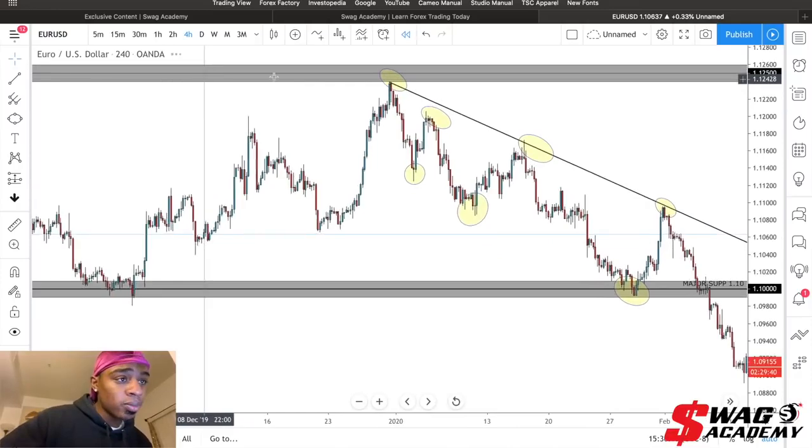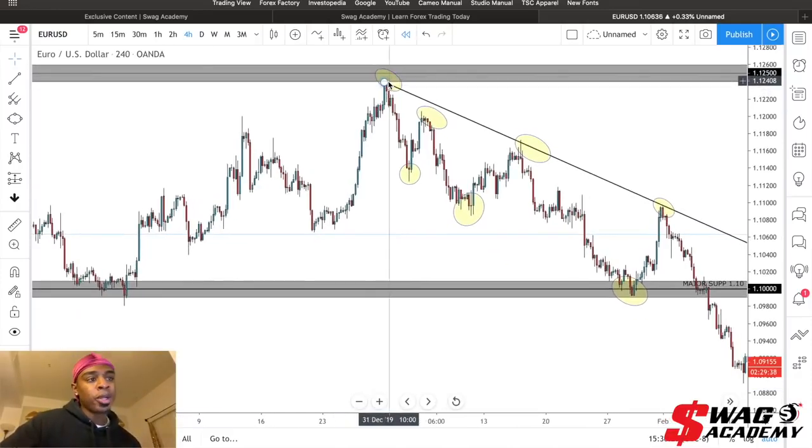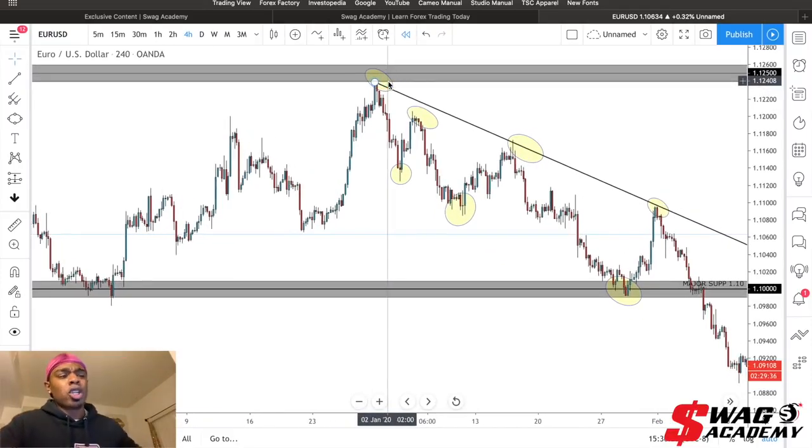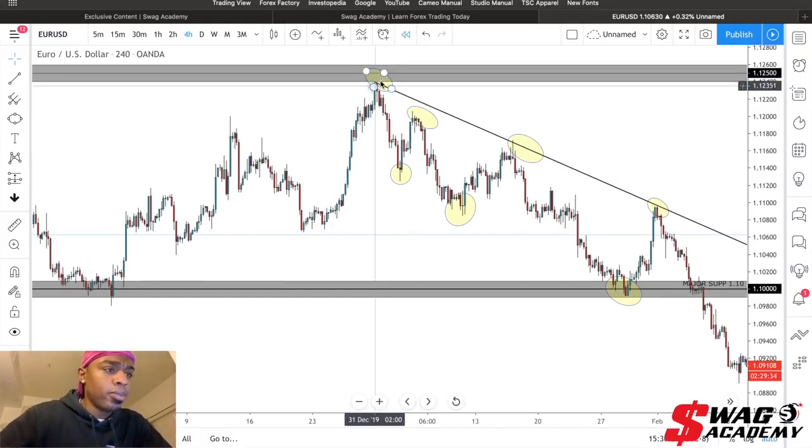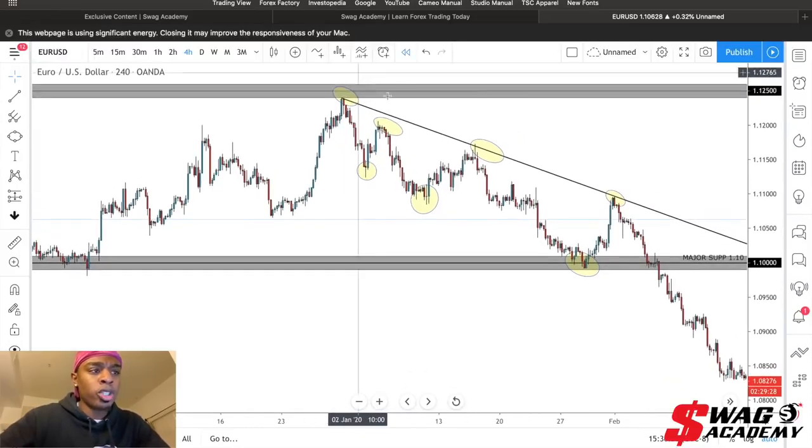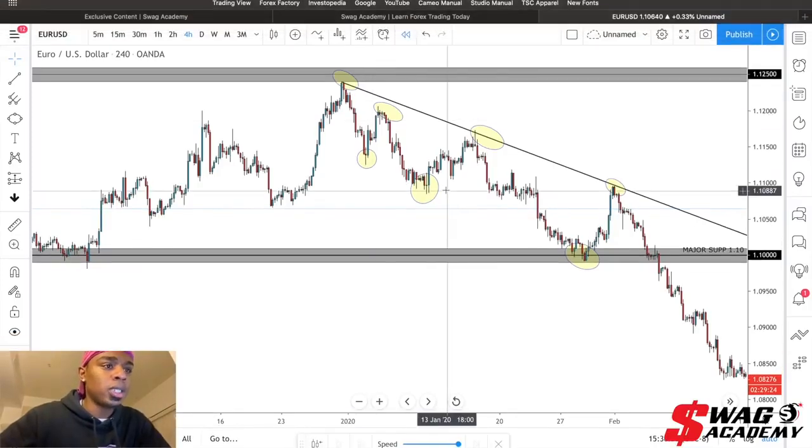So once price placed a market pattern, which I'll talk about next, once it placed that here, it placed a market pattern on a key level. Boom. Then it started a trend line, started creating lower highs and lower lows. You know what I'm saying? If you look at this, look at this.